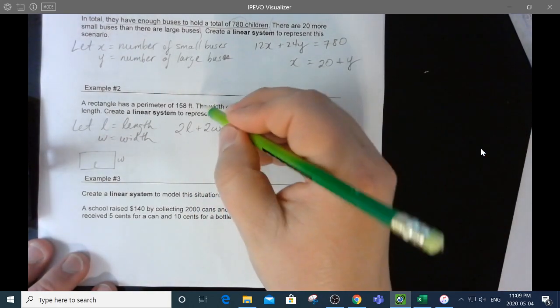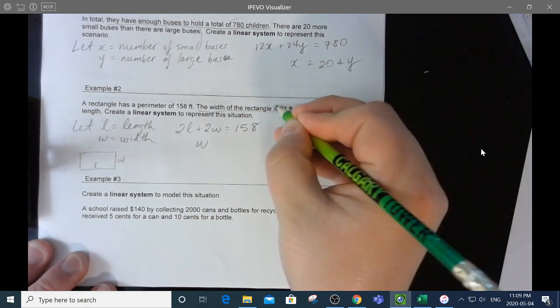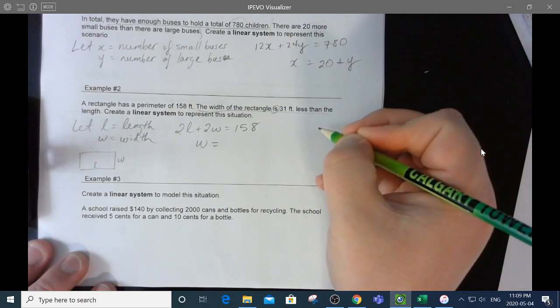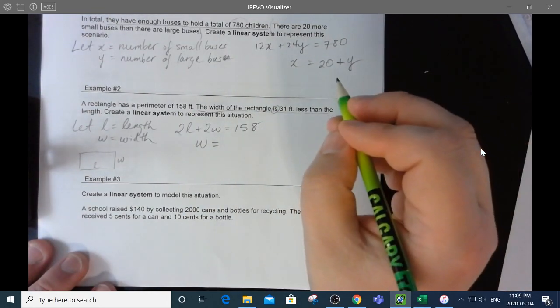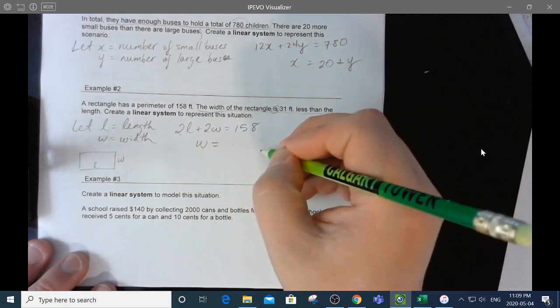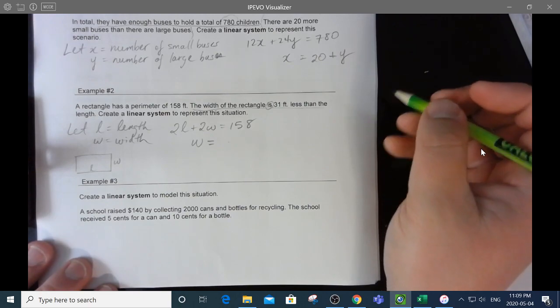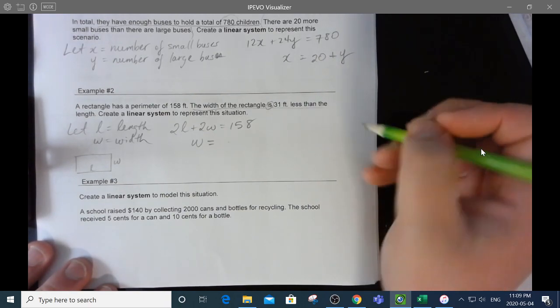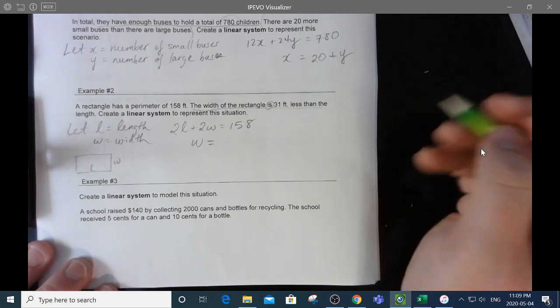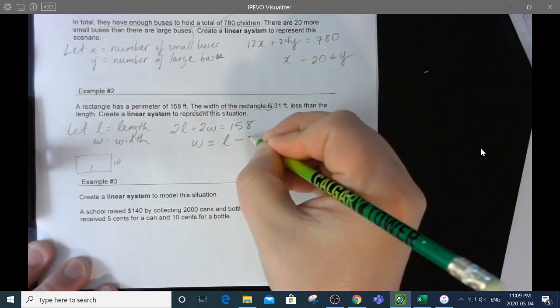And then my second equation is right here. The width is 31 feet less than the length. Now careful, is that 31 minus L, or is it L minus 31? Hey, if I were to ask your age, and you said, this is my age, and I said, okay, what's 3 less than that? Would you go 3 minus your age and get a negative number? No, you'd put the age first. So it's the length minus 31.